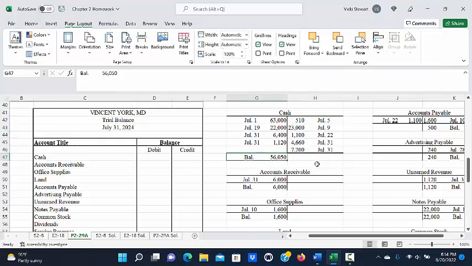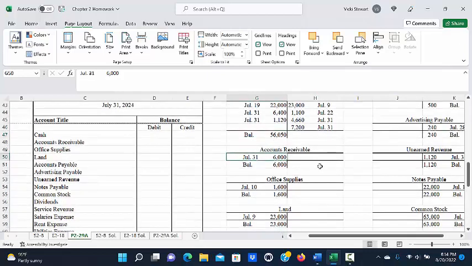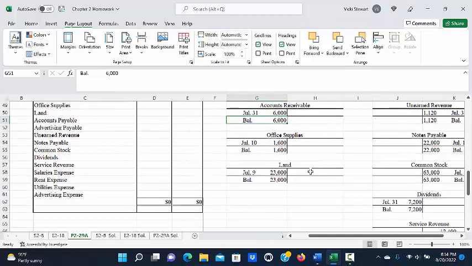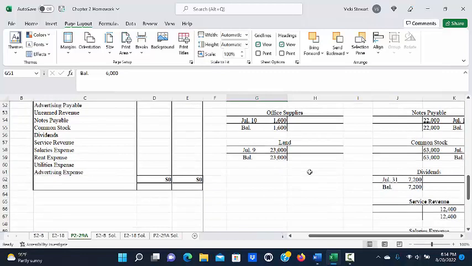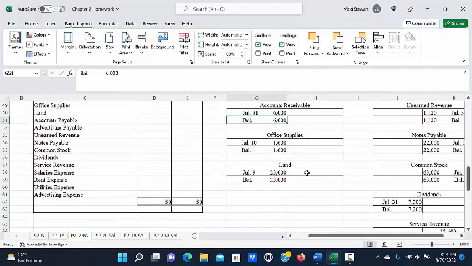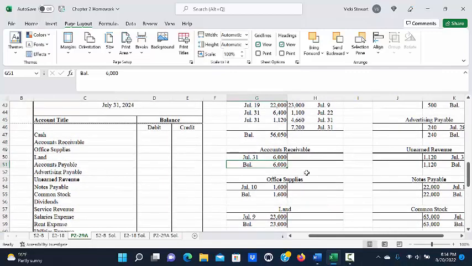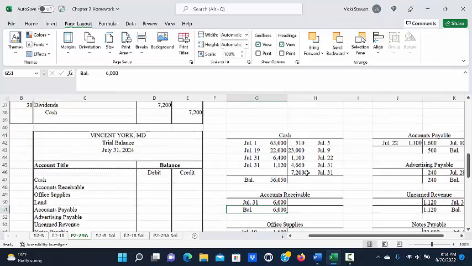Now some of the accounts only had 1 entry, like accounts receivable only had 1 entry. So that's easy to do. That's going to be the balance. Usually if you make an error in this, you have posted something to the wrong account, you have posted the wrong amount, or you have posted to the wrong side of the account, or you didn't add correctly. Okay, so those are the kinds of errors that occur. I think posting to the wrong side is usually the most common error that students make.